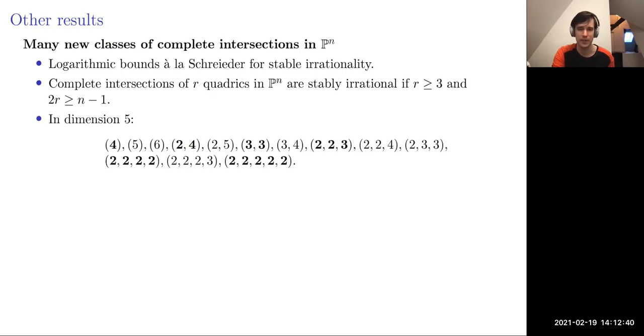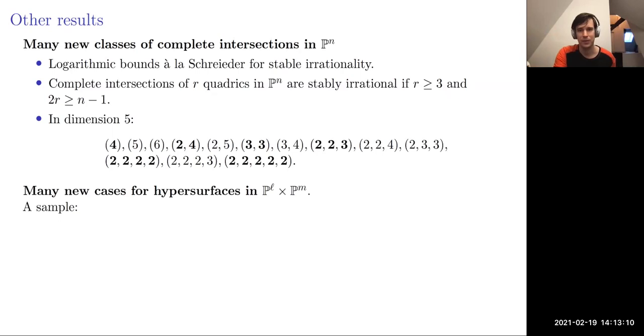So for instance, in dimension 5, all of these cases here are now known to be stably irrational. Here we have a complete intersection in P^10 of 5 quadrics, and all of these cases in bold were new. So we get many new results using this technique. And also, there's no reason to restrict to hypersurfaces in P^n. We get results basically in any toric variety, and in particular for products of projective spaces.